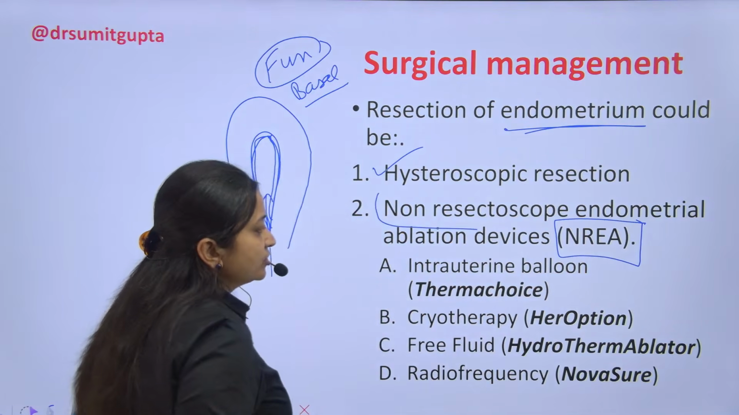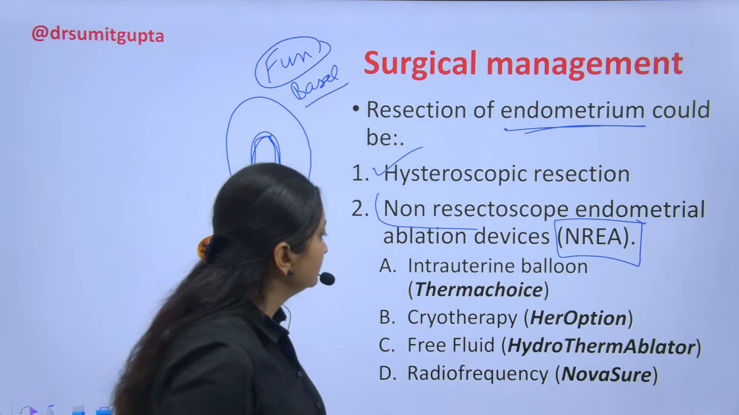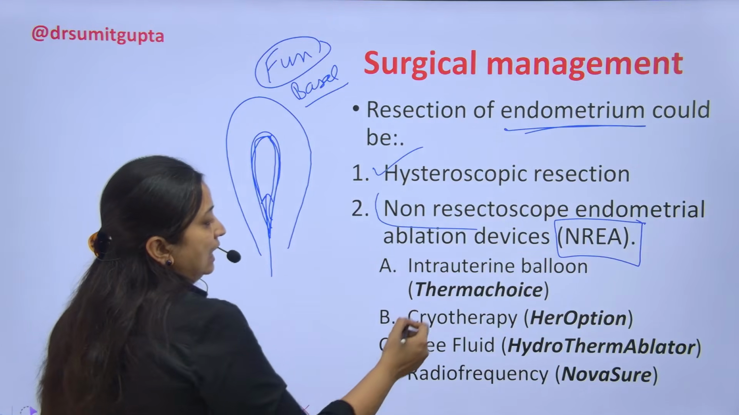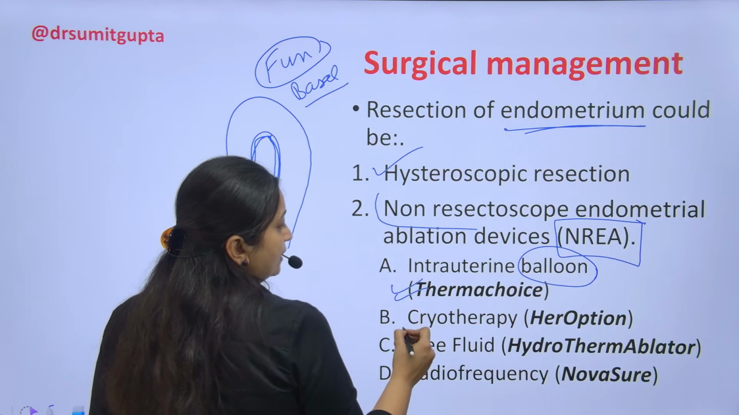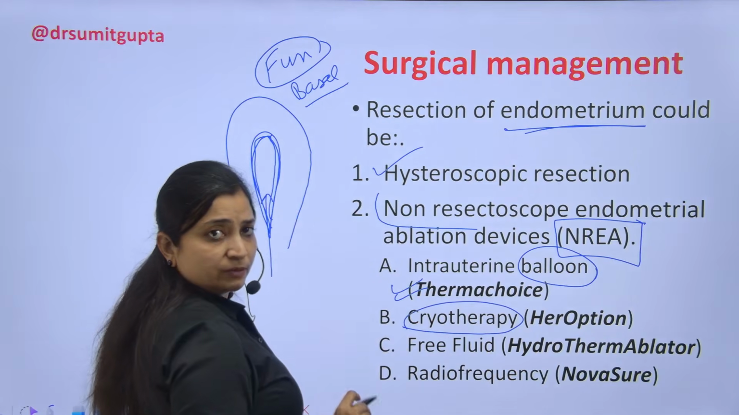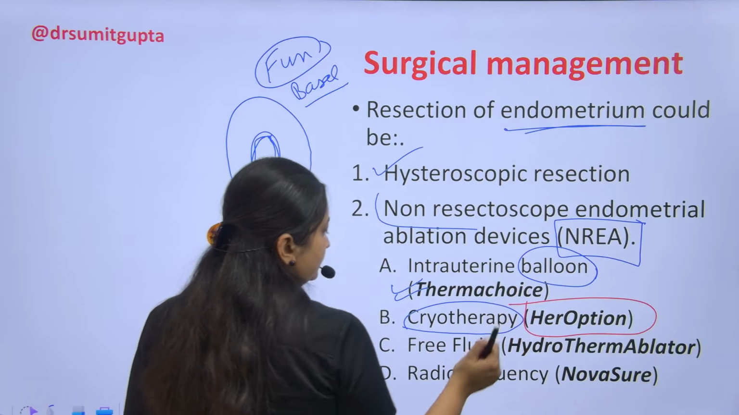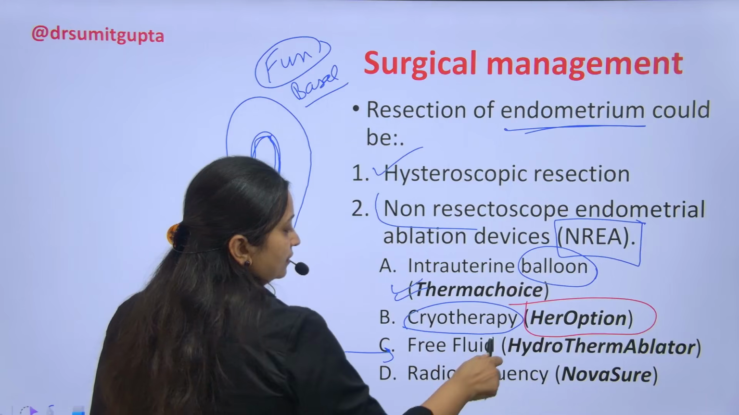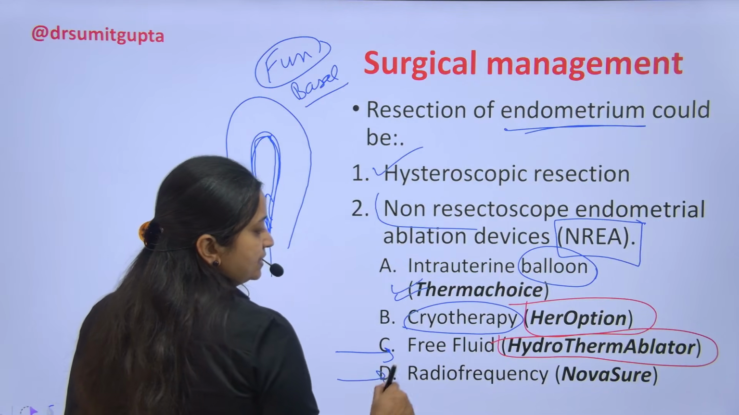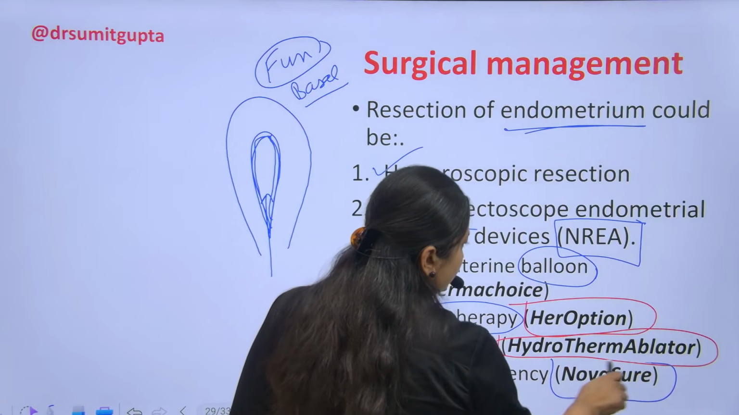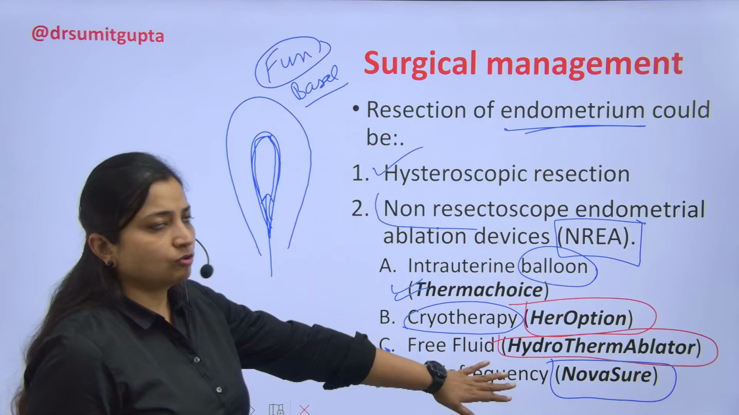Non-resectoscope endometrial ablation devices. You don't have to put anything inside the hysteroscope, you don't have to put a cautery. Four options. Either you put an intrauterine balloon, the name is ThermaChoice. Or you do cryotherapy on the endometrium and just destroy the endometrium, the name is Her Option. Or free fluid, the name is Hydro ThermAblator. Or radiofrequency destruction, the name is NovaSure. ThermaChoice, Her Option, Hydro ThermAblator, NovaSure.